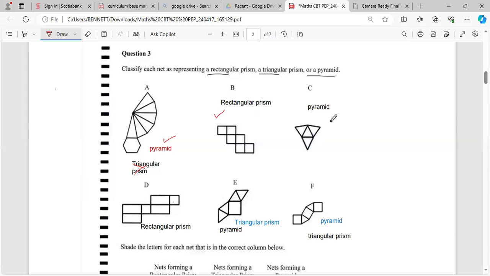So I see what you're talking about. But this one is a prism. You notice the two prisms that you guys chose. Yes, sir. And I agree that this is a pyramid. Okay, sir. All right, which is this one now? We have these two, E and F. Is it a triangular prism or a pyramid?